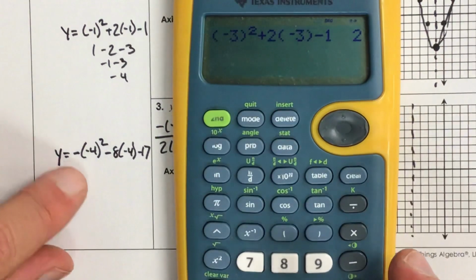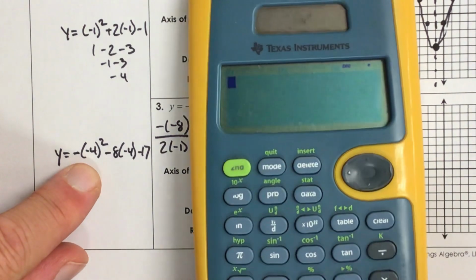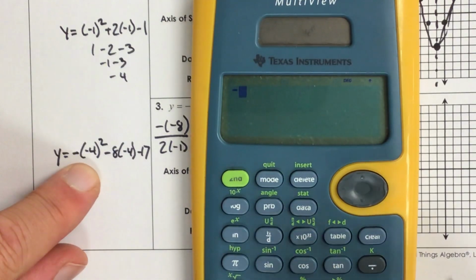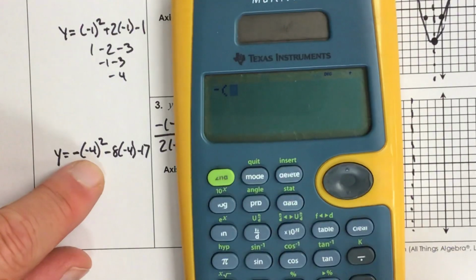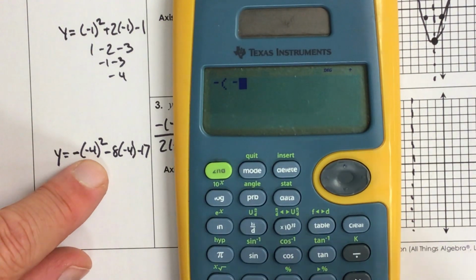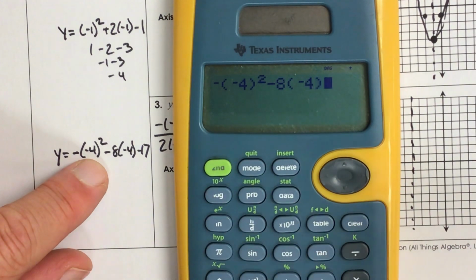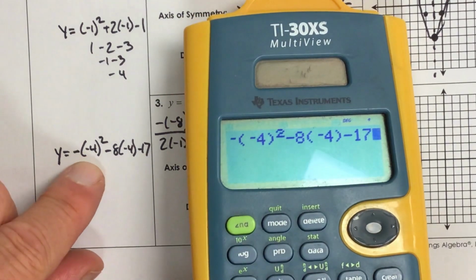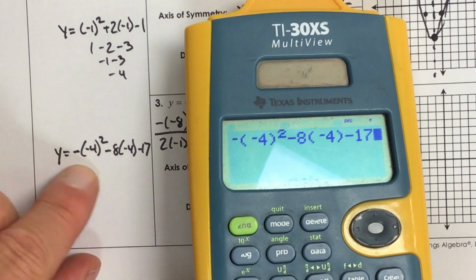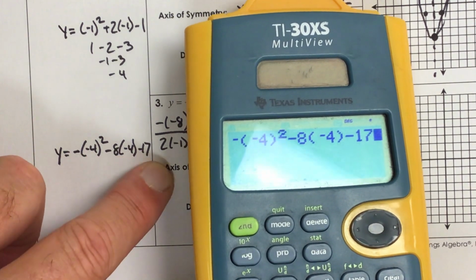All right, folks. So now you have to make sure that you type this in correctly. We're going to hit the negative button, then the parentheses. The negative button is this button down here, not the subtraction button, unless your calculator does that. So then negative 4 squared minus 8 times negative 4 minus 17. If you look at the calculator, it's exactly what I typed in over here: the opposite of negative 4 squared minus 8 times negative 4 minus 17.